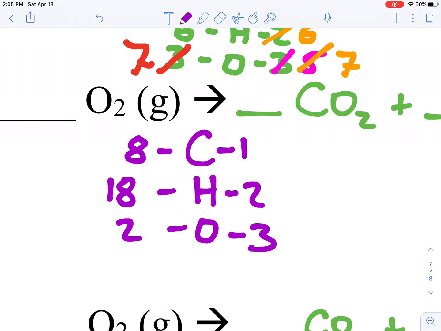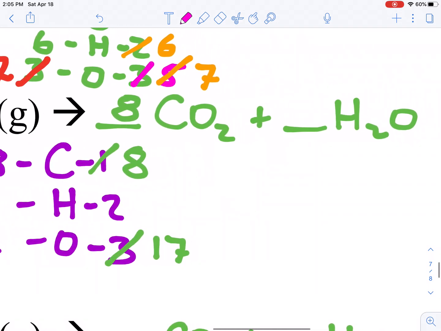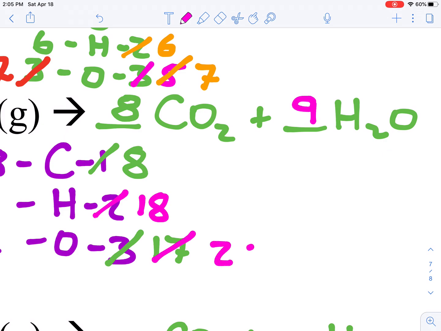Let's fix those carbons first. So we need 8 on the right. We'll put an 8 here. That gives us our 8 on the right, but it also changes our oxygens. 8 times 2 is 16, plus 1 from water is 17 oxygens on the right. We also have hydrogens needing to be fixed, so we'll put a 9 here to give me my 18 hydrogens. Let's be careful with oxygen. We have 8 times 2 is 16, 9 times 1 is 9, 16 plus 9 is 25.